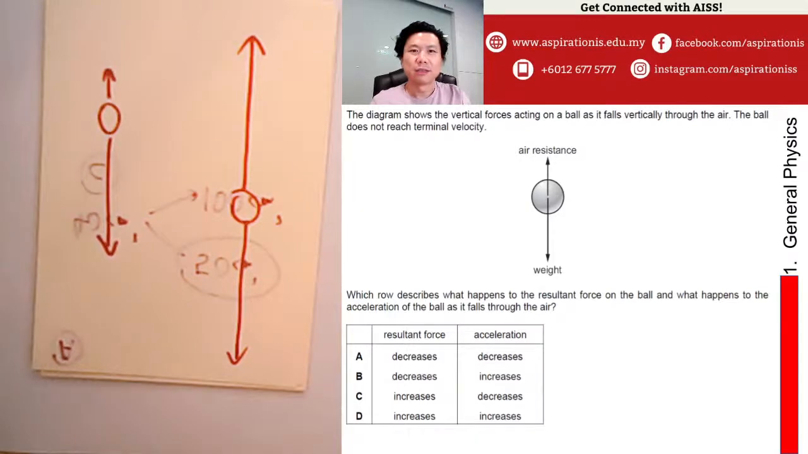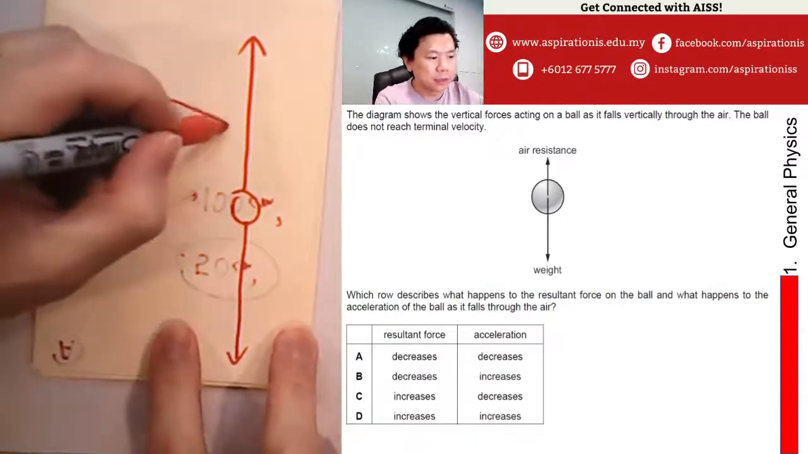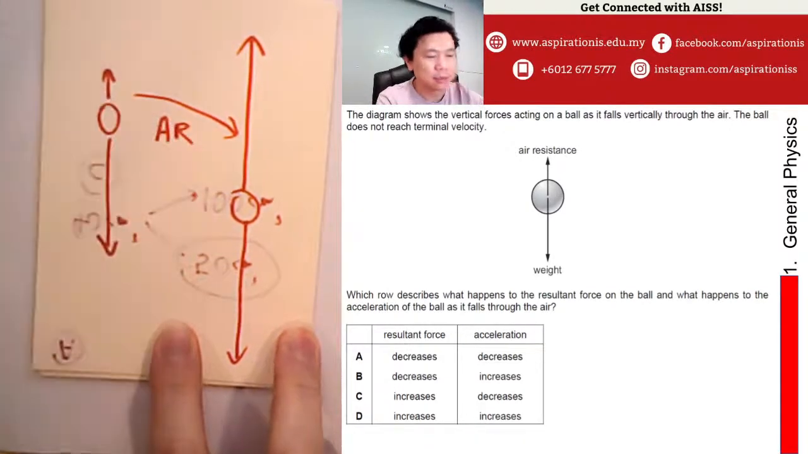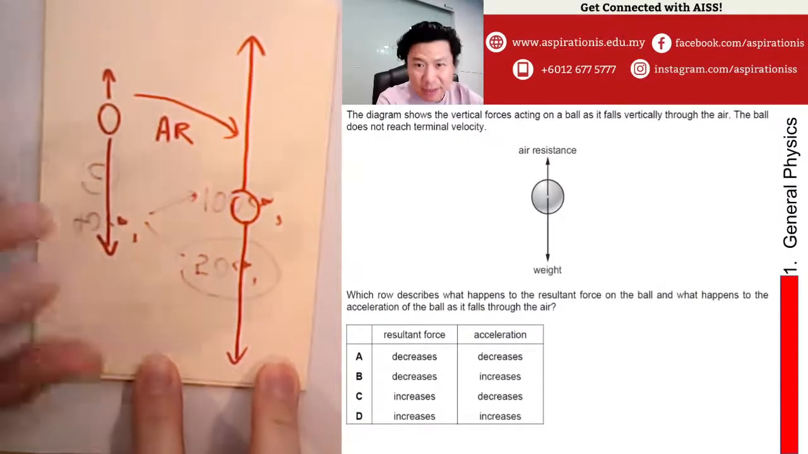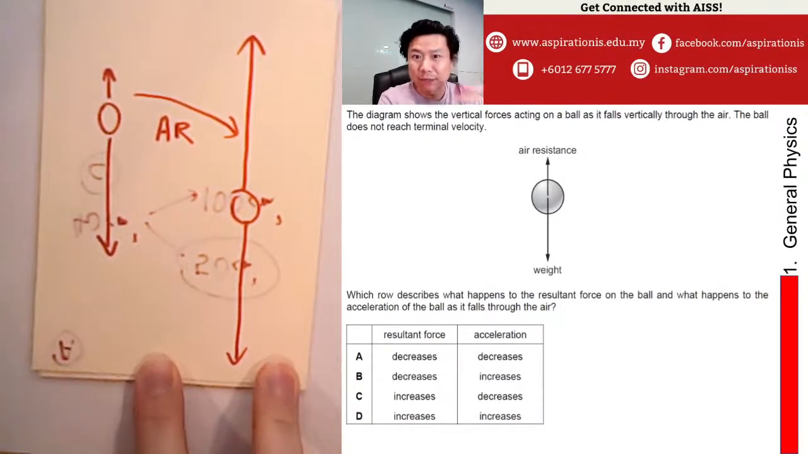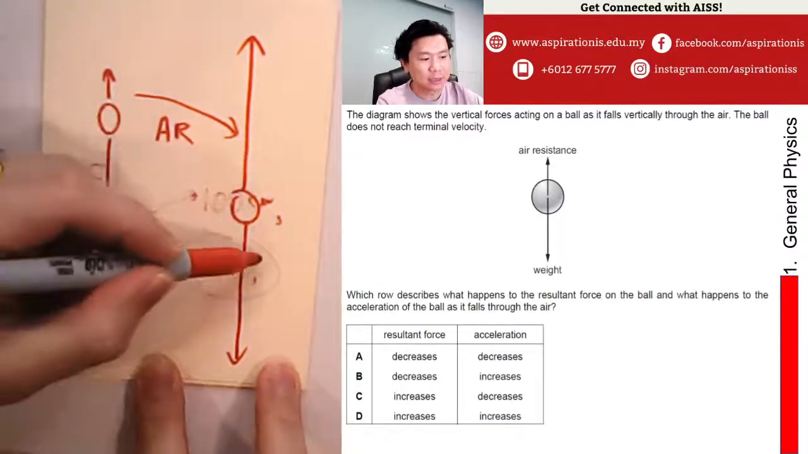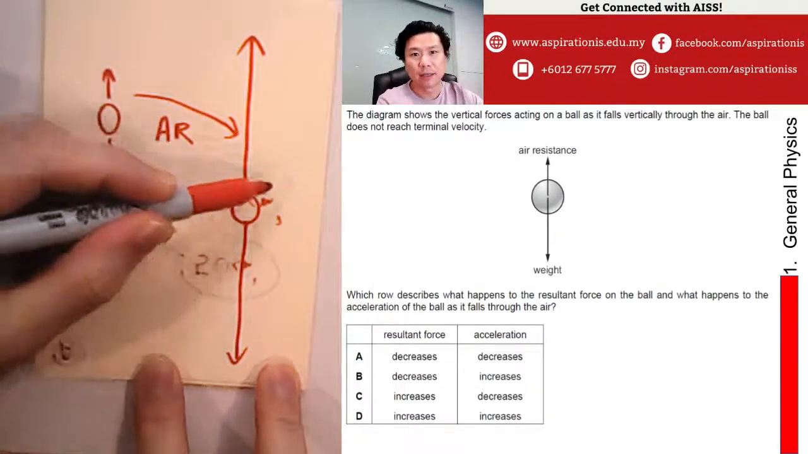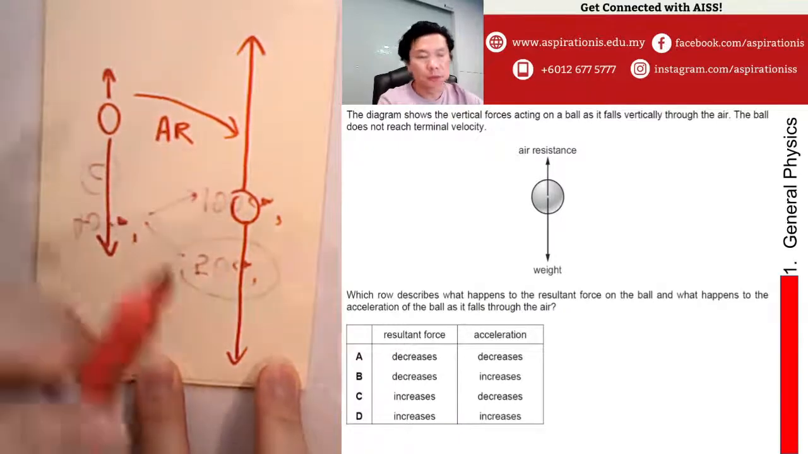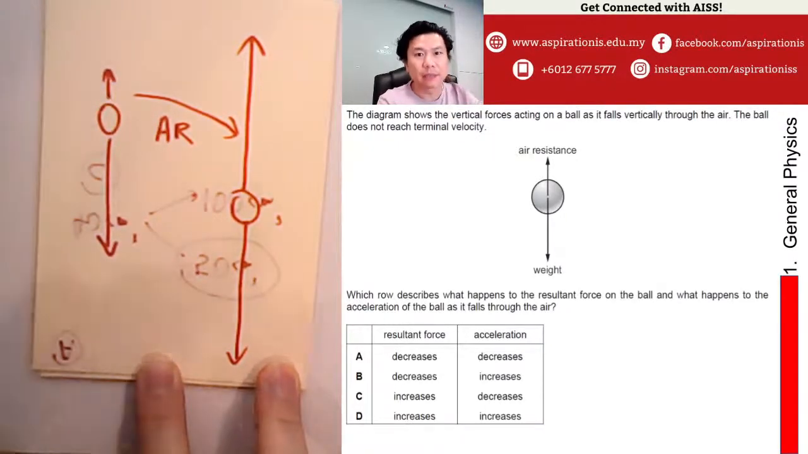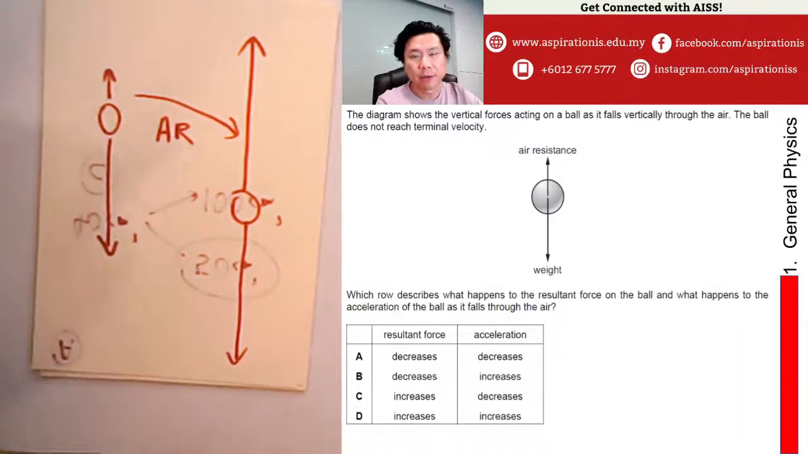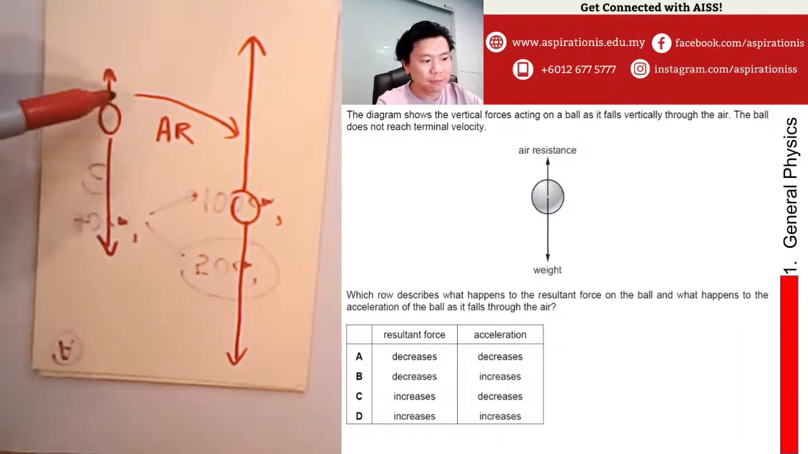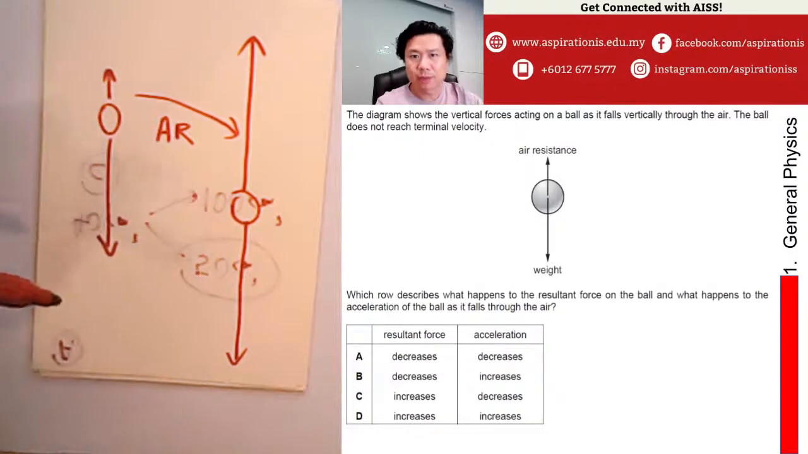Okay. All right. So in this case, the air resistance is increasing. When the air resistance is increasing, the resultant force becomes smaller. Of course, in this case, the resultant force is zero, because the lengths of the arrows are almost the same. So, as the ball is falling down, air resistance increases. If air resistance increases, the resultant force becomes smaller. And when the resultant force becomes smaller, acceleration becomes smaller as well, all the way to zero if terminal velocity is reached.